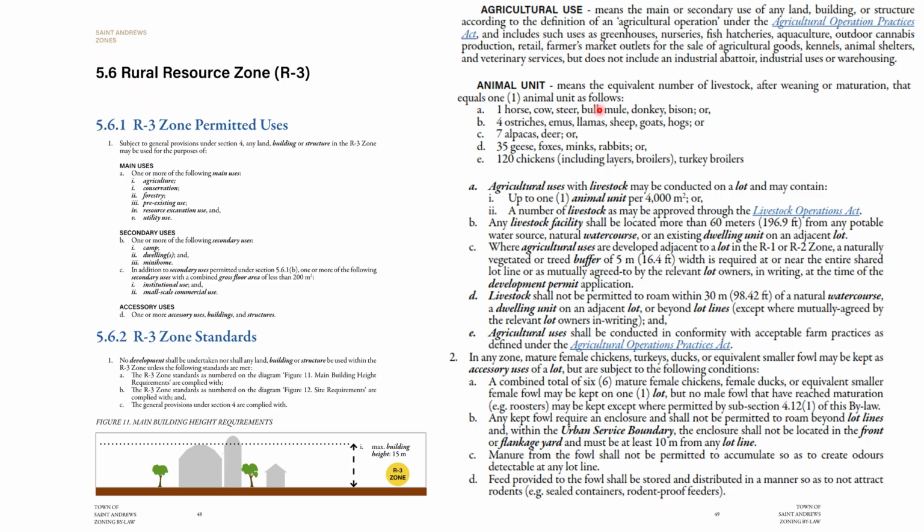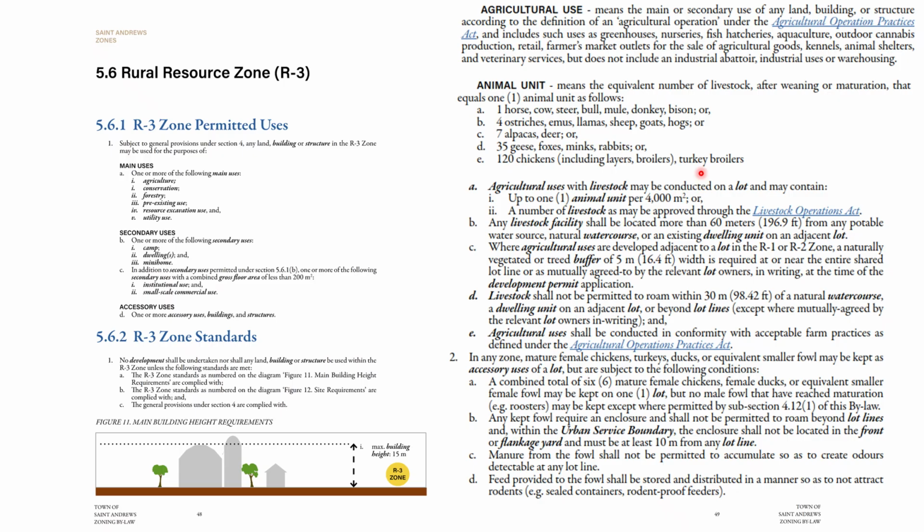So where agriculture uses are allowed, if you are going to have livestock, you need an acre of land per animal unit. There are exemptions if you have an approved Livestock Operations Act, but then you're very much governed by what the province has licensed you to do. The livestock facility shall be located more than 60 meters from any potable water source, natural water course, and or existing dwelling unit on an adjacent lot.